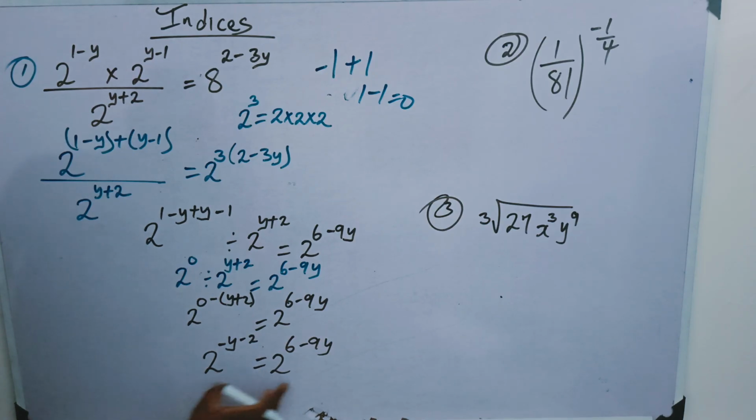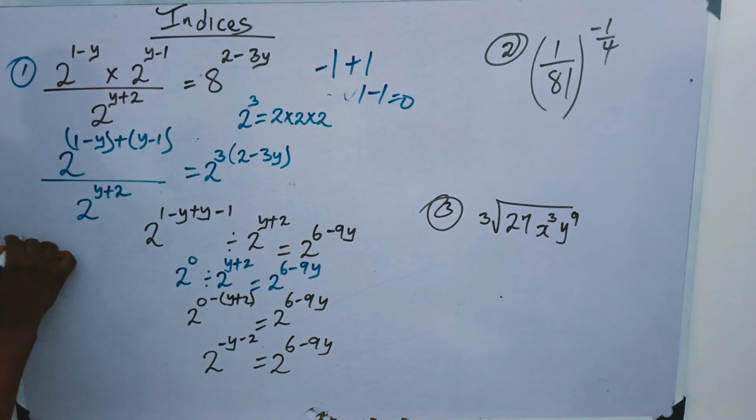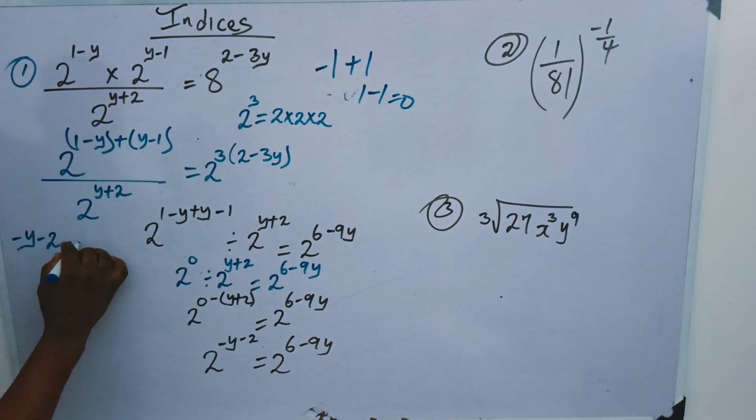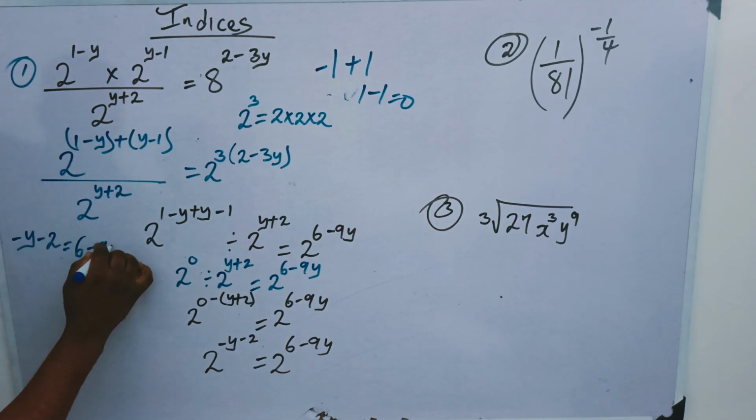Now, while solving an equation that has to do with indices, if you have been able to achieve this point where the bases are equal, then you can just equate the power. So let's finish up right here. So we have negative y, negative 2 equals 6 minus 9y.